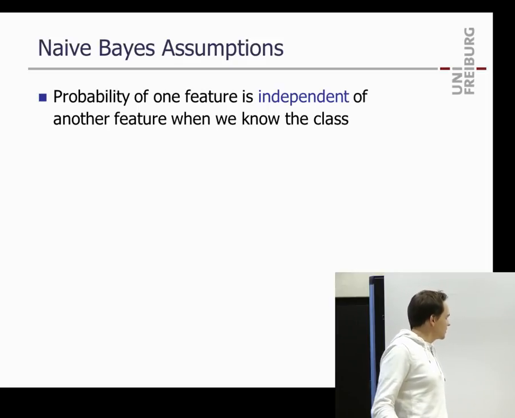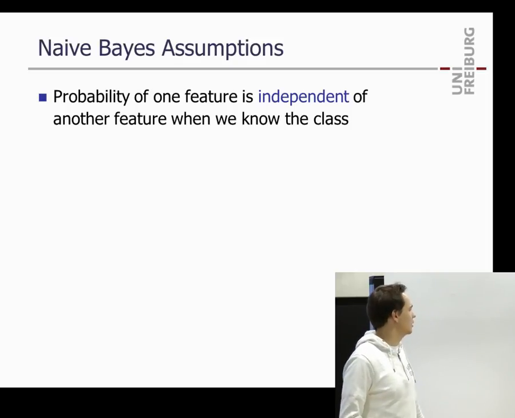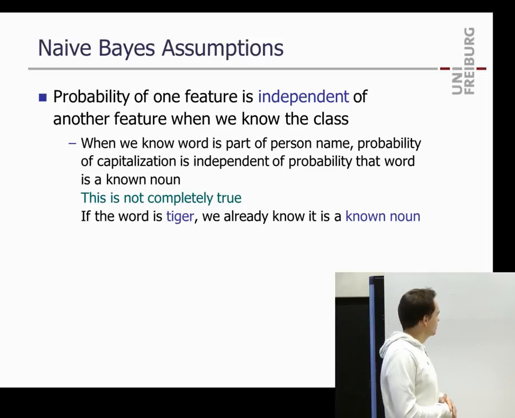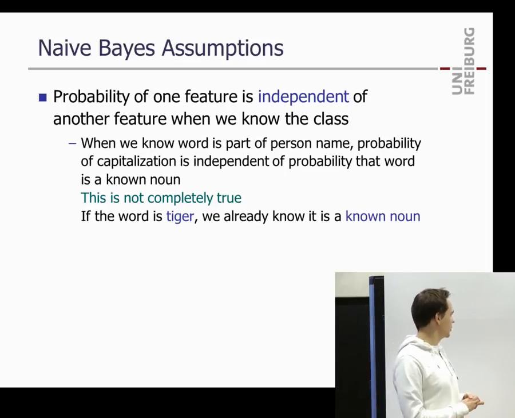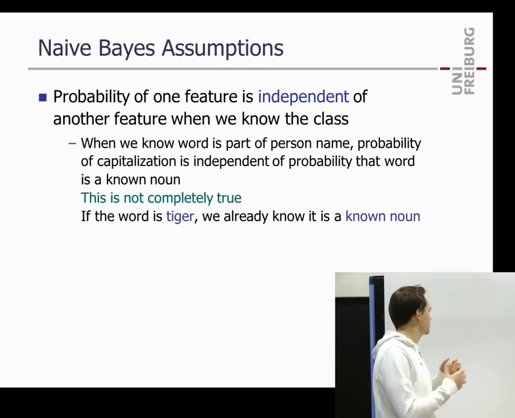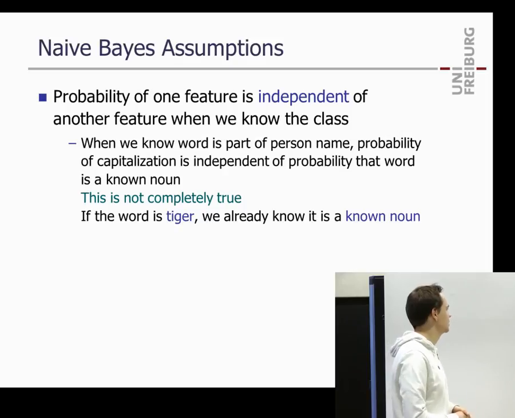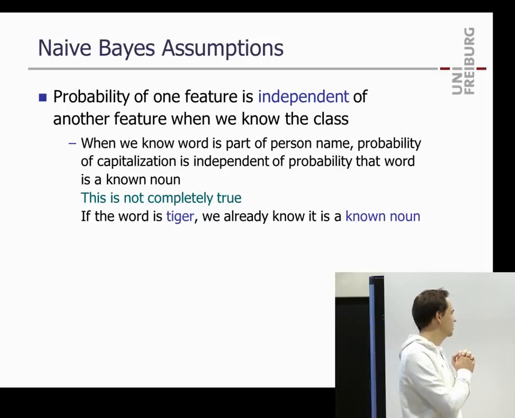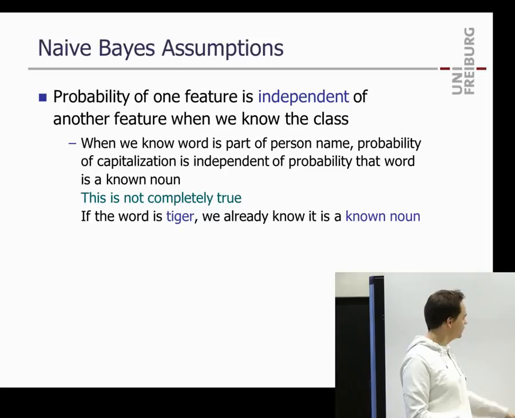To put it this way: naive Bayes assumes that one feature is independent of another feature when we already know the class. What does it mean? It would mean that when we know that this word that we have, like Tiger in Tiger Woods, is part of a person name, the probability, for example, of the feature "is it capitalized or not" is independent of the probability that the word is a common noun. So these are two features, and when we already know it's a person, then these are independent. And that's not completely true. Let's take one very strong example.